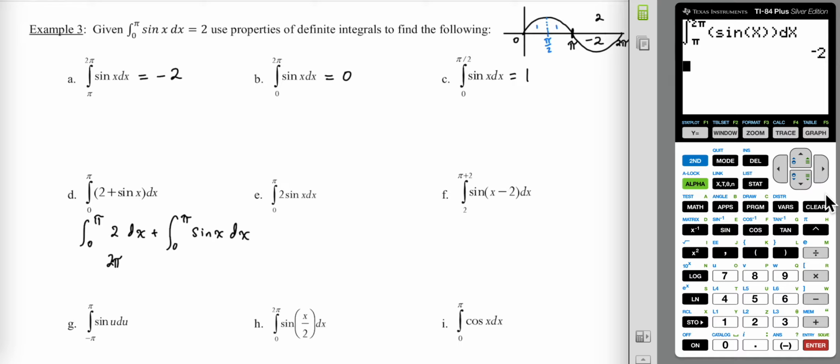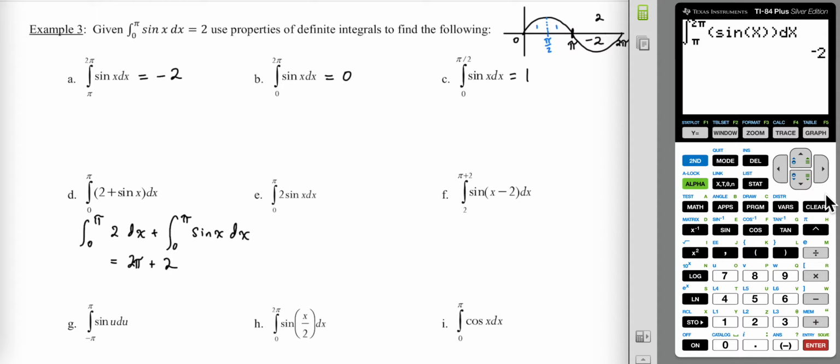From 0 to pi, we already know that was given as 2. So 2 pi plus 2, and you have it. All right, so let me just kind of bring that a little closer. And that would be your final answer for that part.